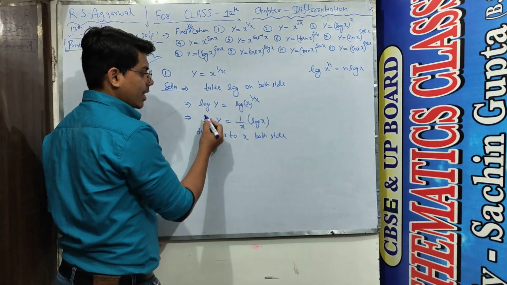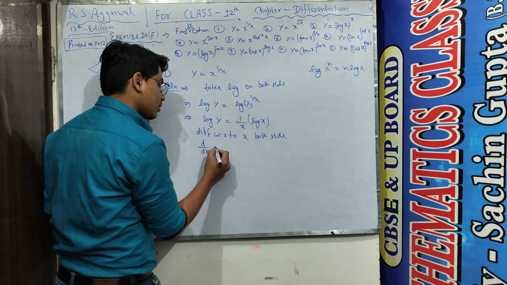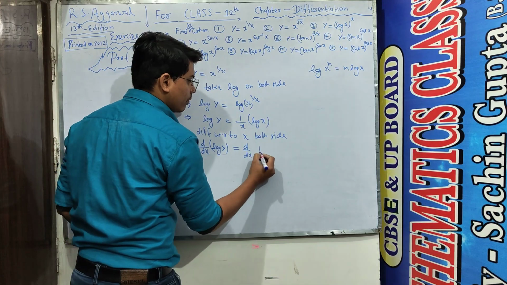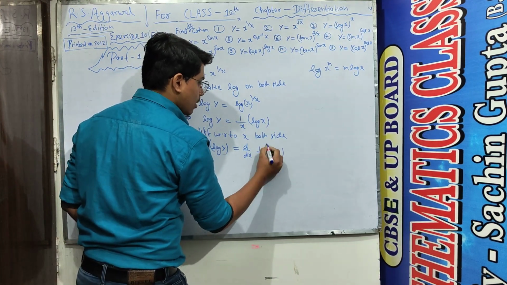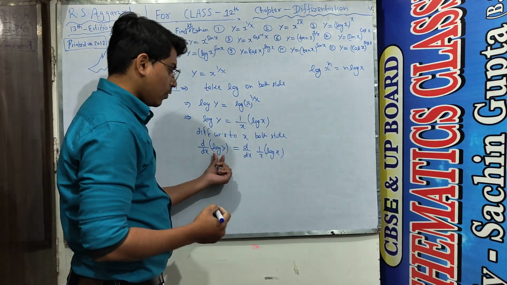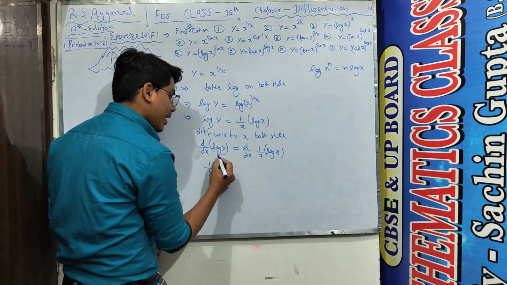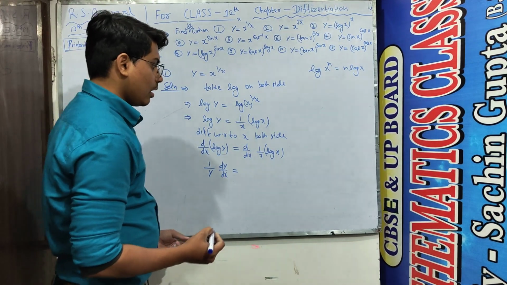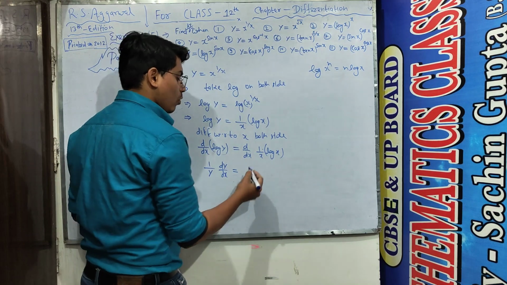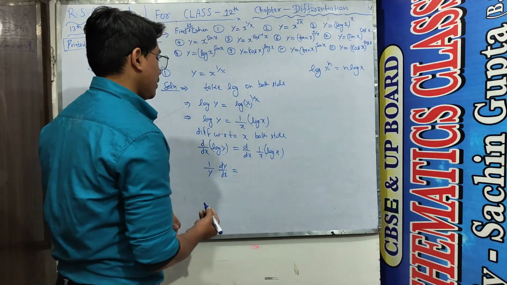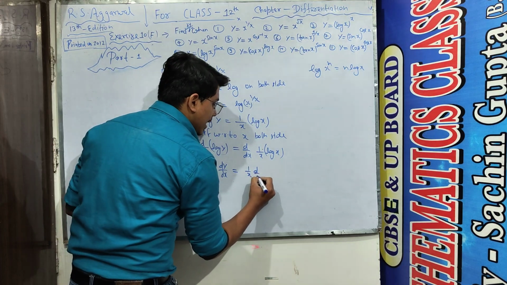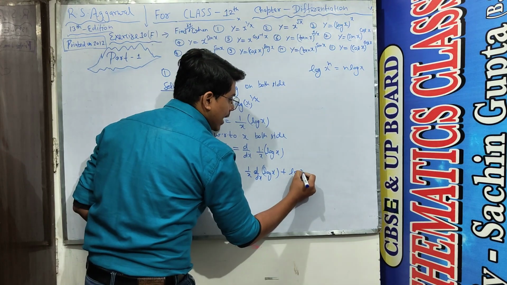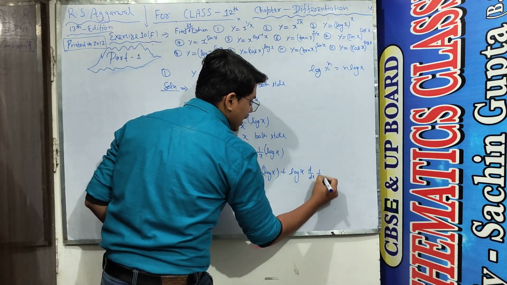Now we differentiate with respect to x, so write d by dx on both sides: d by dx of log y, d by dx of 1 upon x log x. Now the differential of log y becomes 1 upon y, and dy by dx comes as well by applying the chain rule. And here we apply the product rule of differentiation, which is first into d by dx of second, here log x, plus second into d by dx of 1 by x.